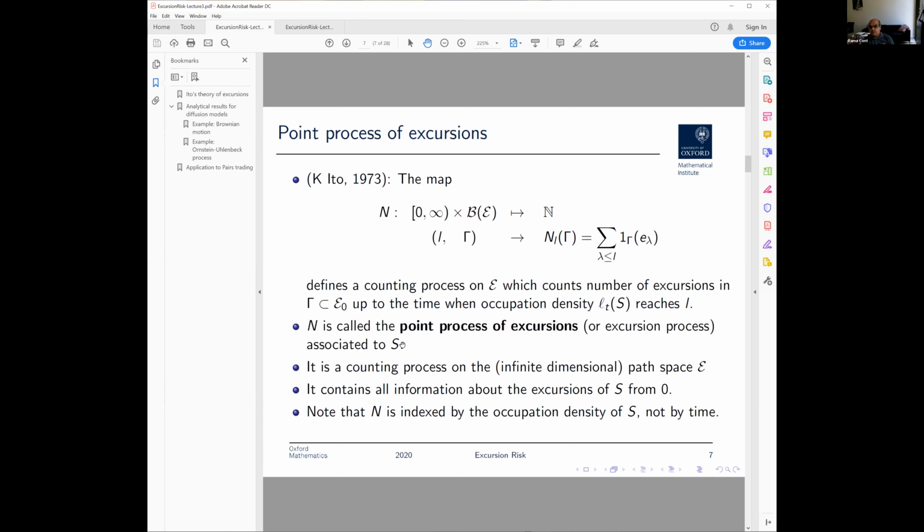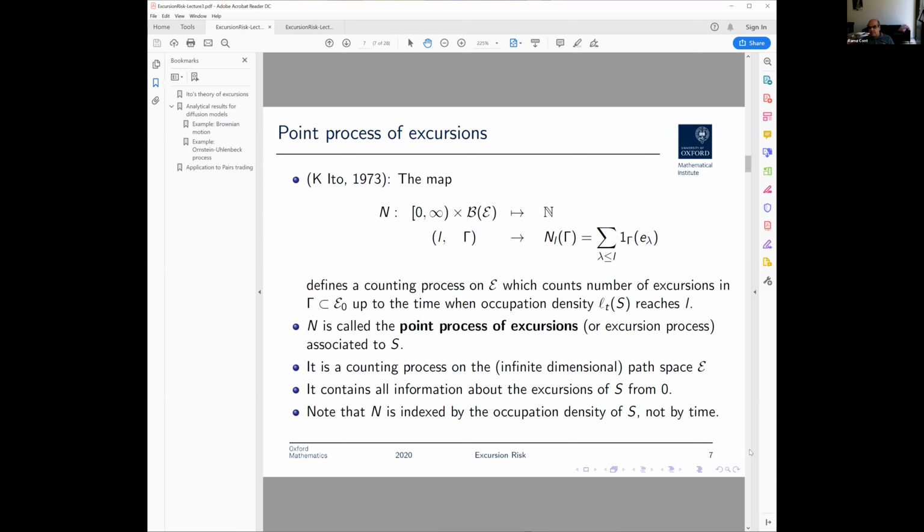And it contains all the information about the excursions of S, because it says what their shape or form is. Gamma can be the set of excursions which exceed some level epsilon, or the set of excursions which have a duration longer than one. Anything you want, you can count the number of excursions in there. And it also tells you the timing of these excursions through the label L. But as we saw, the way in which Ito defines it is not indexed by time t, but by the occupation density of S, which is somehow the intrinsic time associated with S, not chronological time. Any question about this bizarre object?